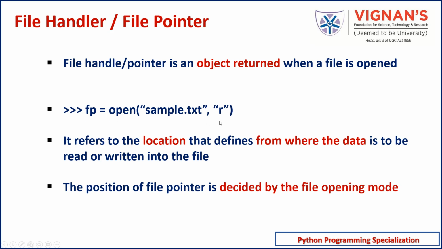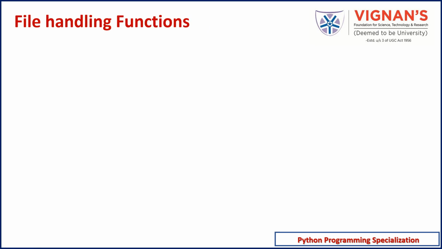When the file is opened in the append mode, then the file pointer will be referring to the last location of the file, that is the end of the file, so that the contents will be appended to the file from that position. Python supports two different functions to work with this file handler. It supports the seek and tell methods. So let's see how these methods work.